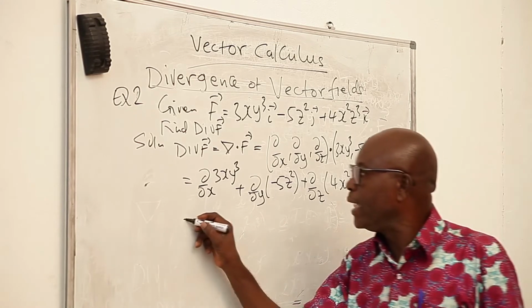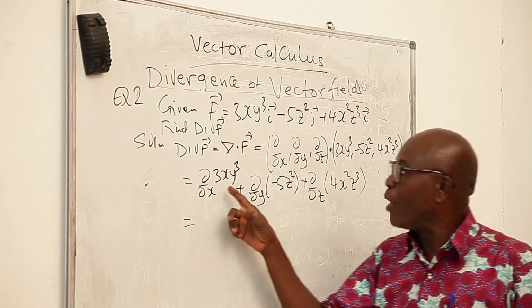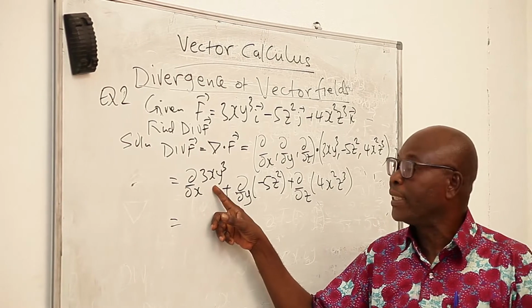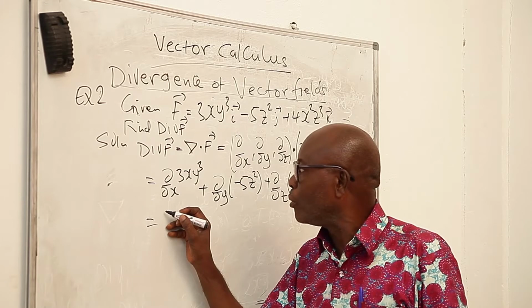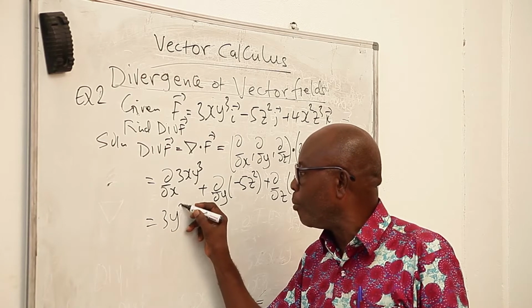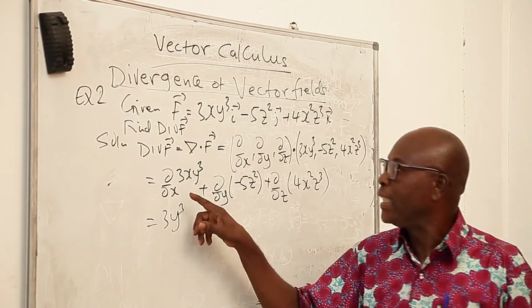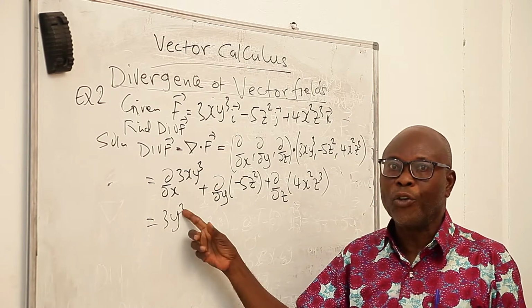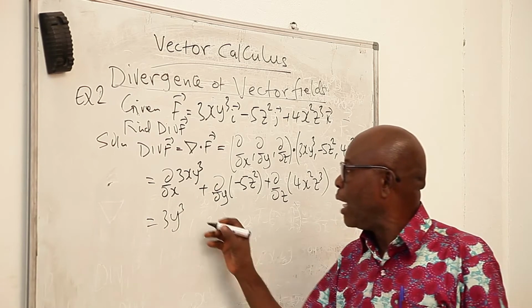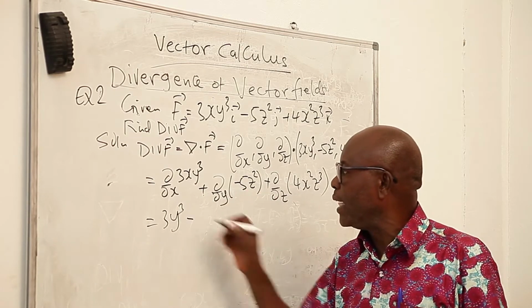So if you differentiate all of them, now we are differentiating this term with respect to x, and so 3 and y cubed are constant. So we bring the constant out, we have 3y cubed. Now if you differentiate x with respect to x, you get 1. So 1 times 3y cubed becomes 3y cubed. Now positive and negative give us negative.